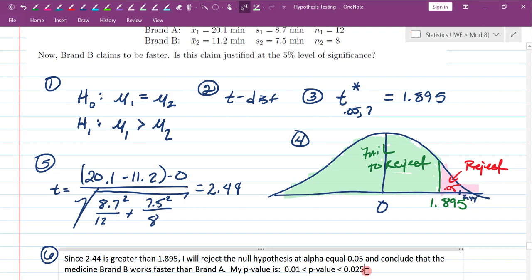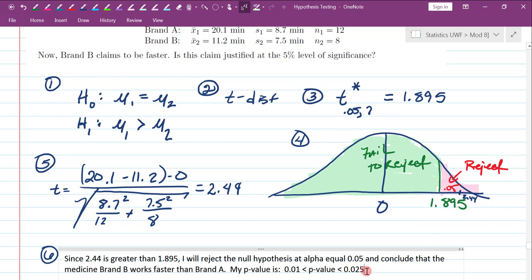Okay, so here is my conclusion. Since 2.4 is greater than 1.895, that is, the test statistic is greater than the critical value, I will reject the null hypothesis at alpha equals 0.05 and conclude that medicine brand B works faster than brand A.